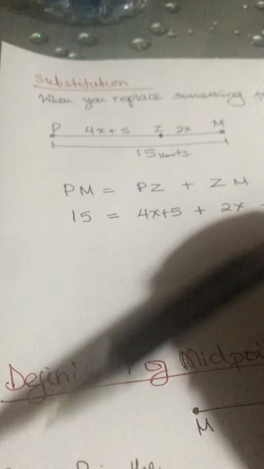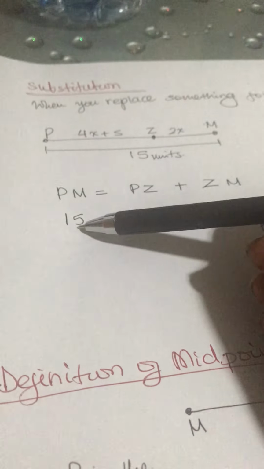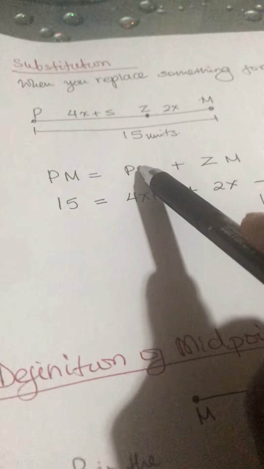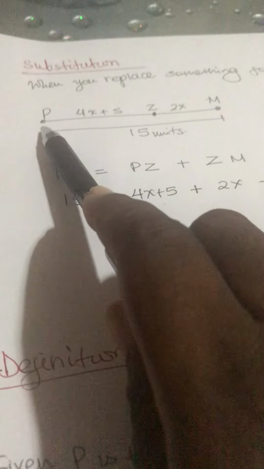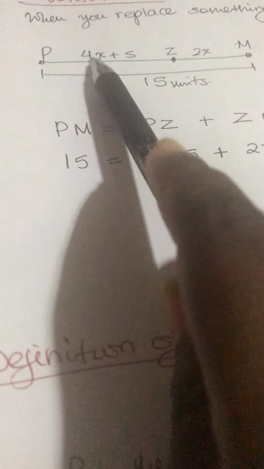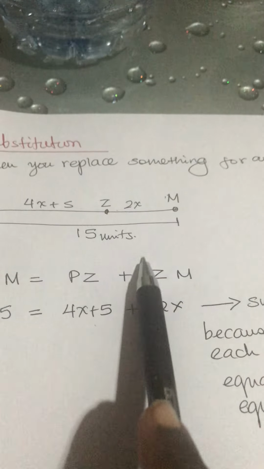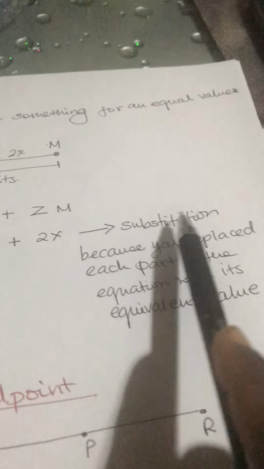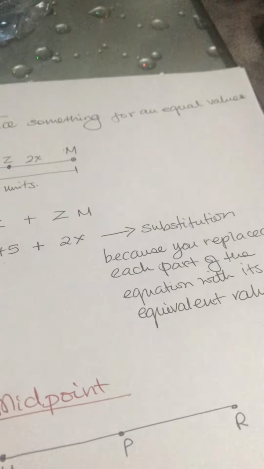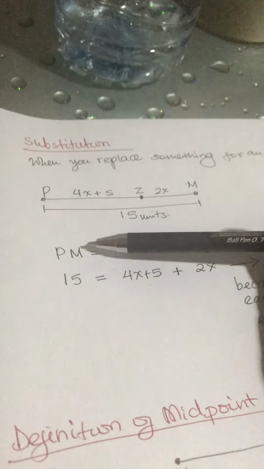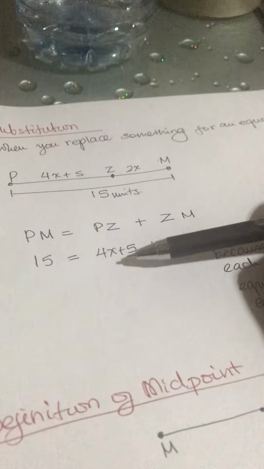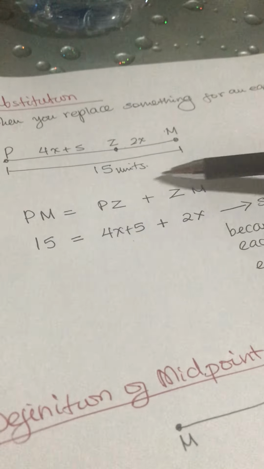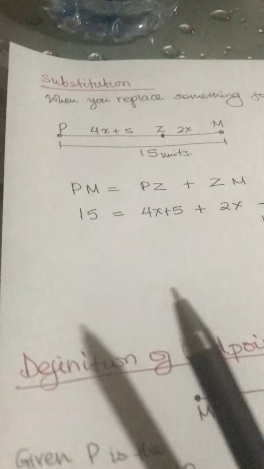Now, I want to solve, I must replace PM. PM is 15. I replace it with 15. I replace PZ with 4x plus 5. I replace ZM with 2x. So because I am replacing, that is why I am calling it substitution. Now PM changed to become 15. PZ changed to become that. The minute I'm not using the same thing from the original, then I am substituting.